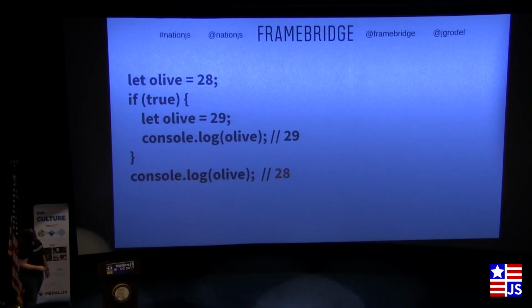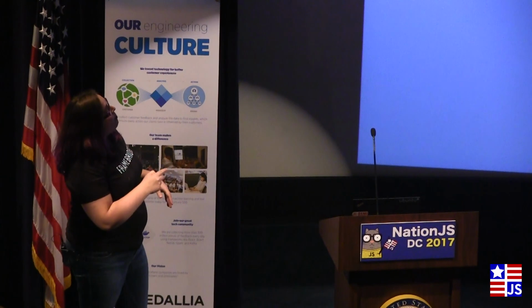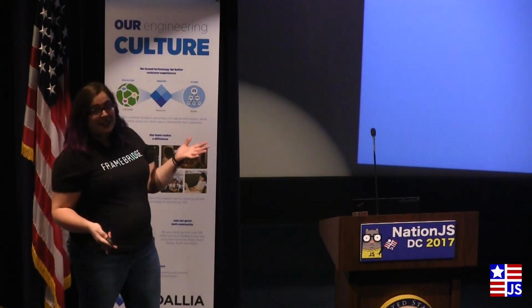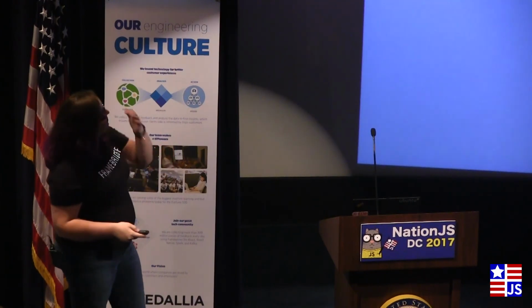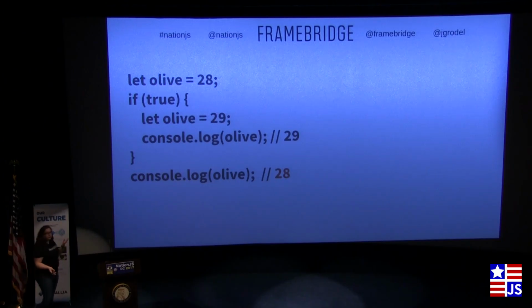With let, we're scoping to the nearest code block. That might be the parent code block. That might be the parent function, but it isn't necessarily so. So the parent code block here is this if statement. And so that's going to be the scope of this olive here. And when we leave that, we lose that, and we fall back to the one we had before. Or if we hadn't set up let olive in the parent scope, we wouldn't be able to use olive here at all. So that is the difference between var and let.